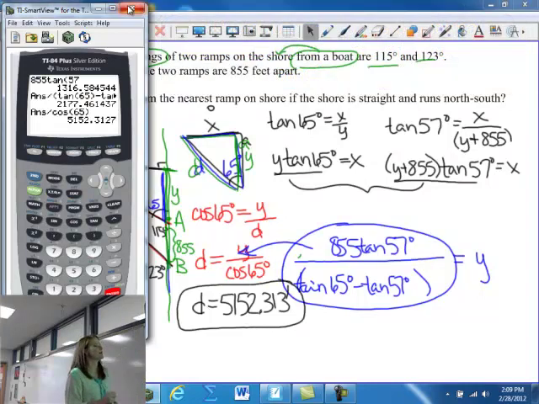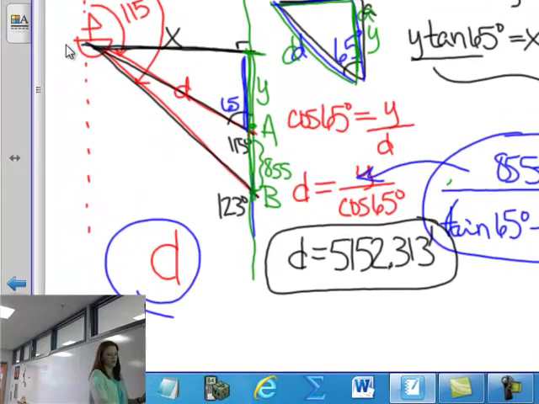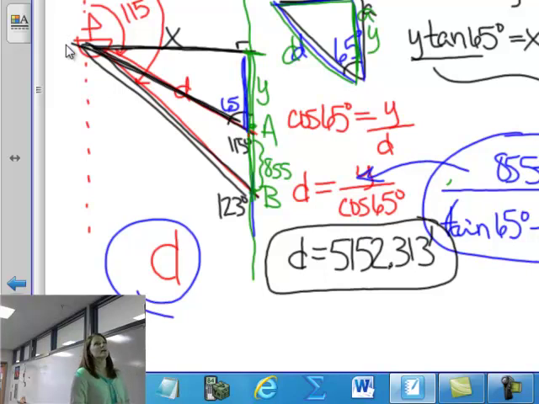So, if you are the one driving this boat, you now know that you are approximately 5,000 feet from the shore. That's almost a mile. Here, look. This distance, right there, to the nearest boat ramp. You're about a mile away, so I hope you have some extra gas.